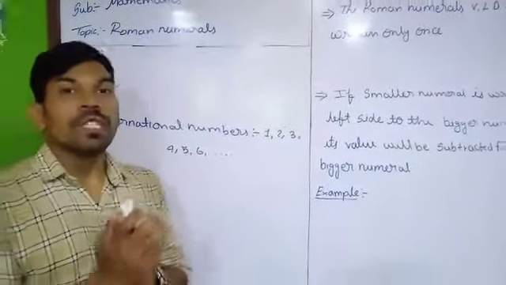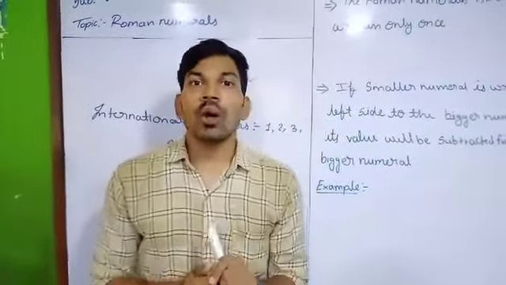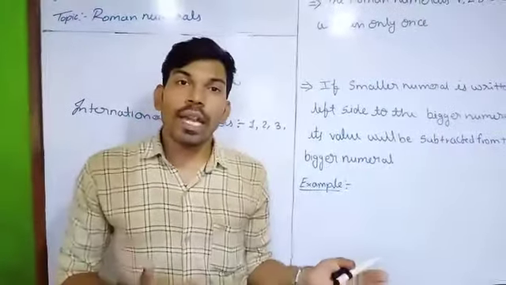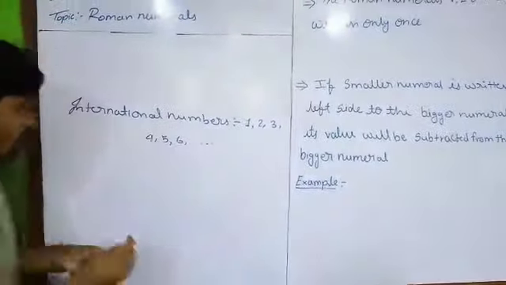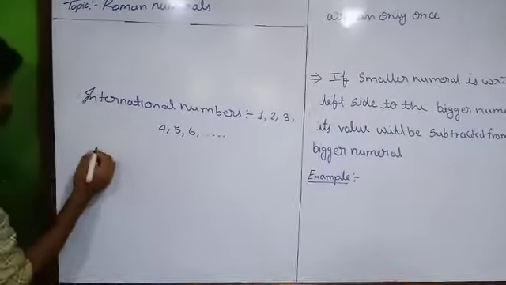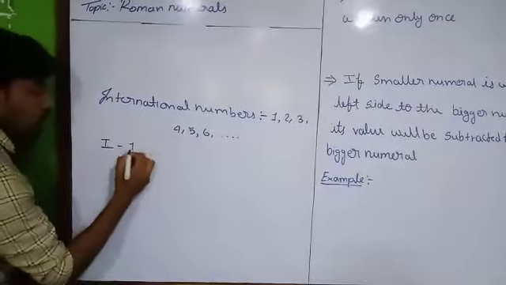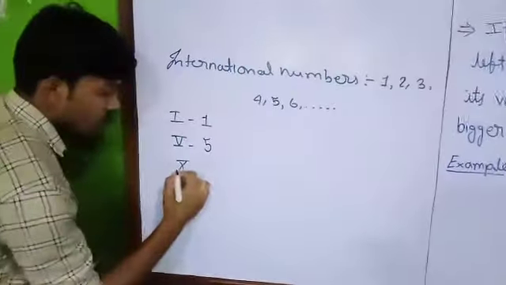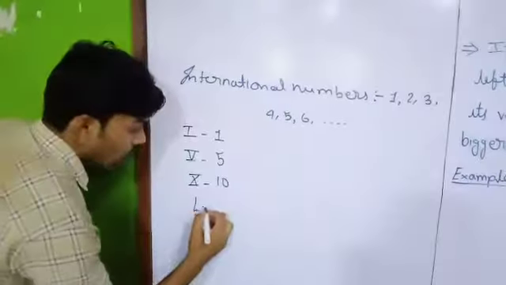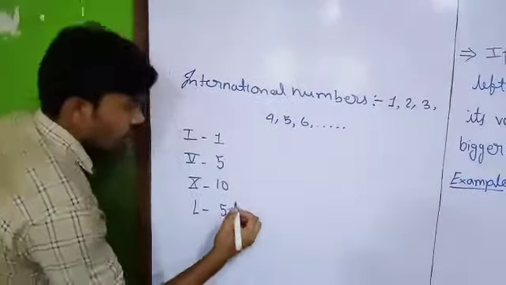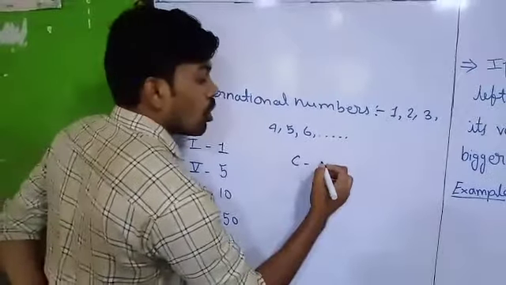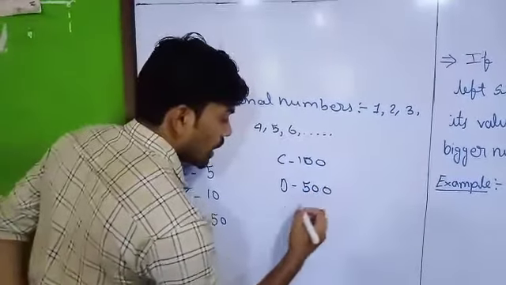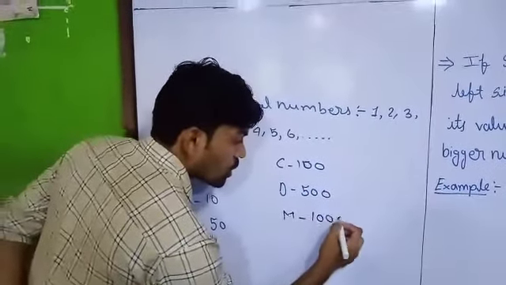Now we have 7 specific symbols of the Roman numerals. By using those we can form the other Hindu Arabic numbers. So what are the 7 Roman numerals? I stands for 1, V stands for 5, X stands for 10, L stands for 50, C stands for 100, D stands for 500, M stands for 1000.